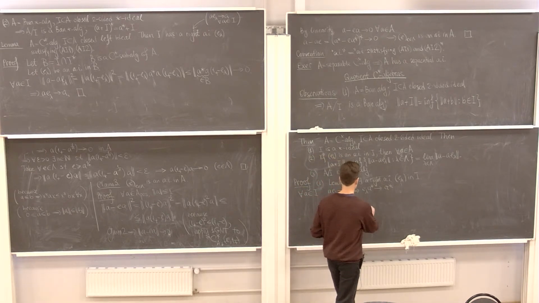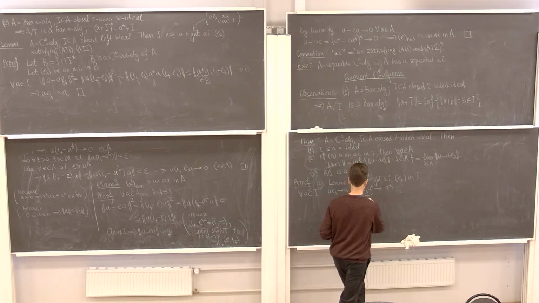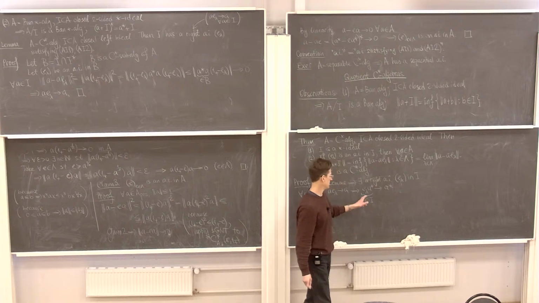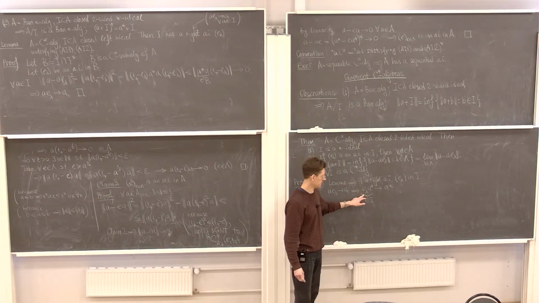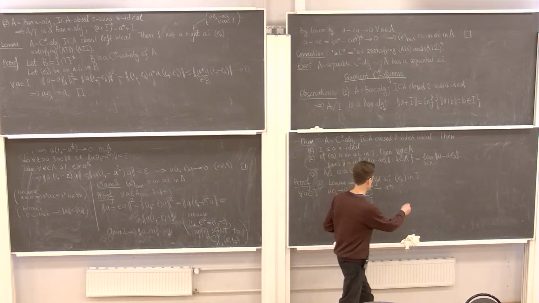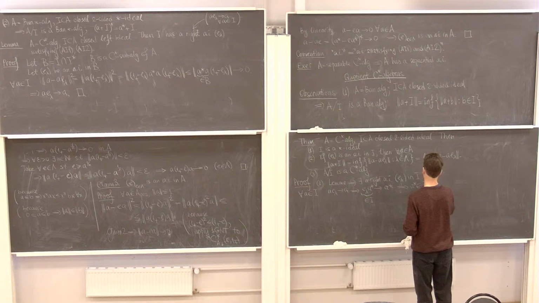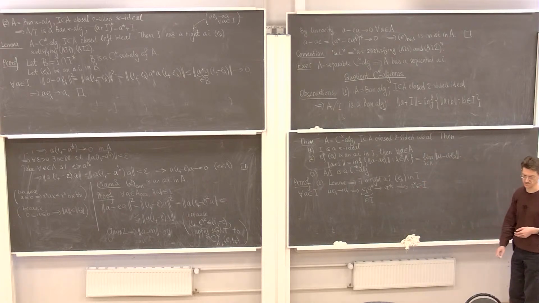But this element, E lambda A star, belongs to I, because E lambda belongs to I, and I is also a right ideal. So this belongs to I. But I is closed, and this net converges to A star. So this implies that A star also belongs to I. And so we deduce that I is a star ideal.